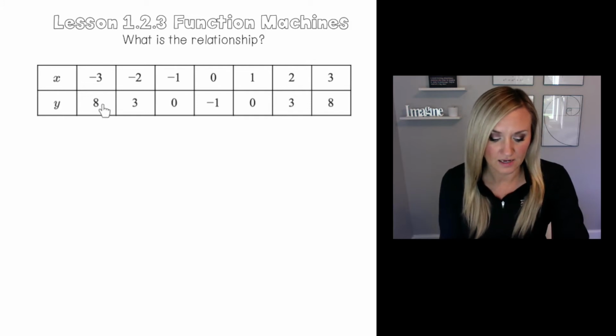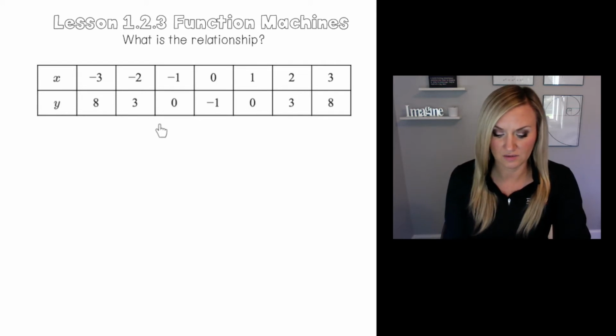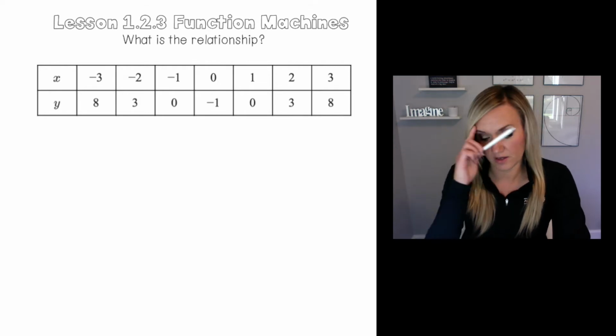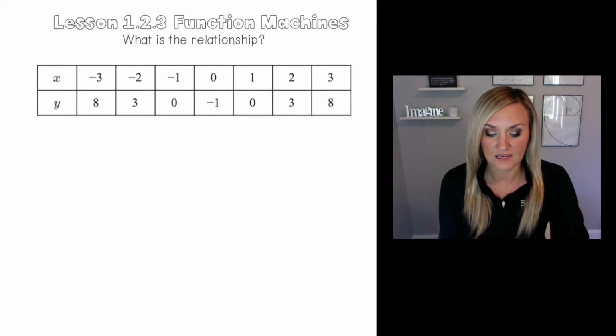And then I don't see a pattern here. So this is subtract 5, subtract 3, subtract 1, add 3, add 5. Oh, wait a minute, I see there's a pattern here. I see 0, 3, 8. I see a 0, 3, 8. And then I have this one that's in the middle.